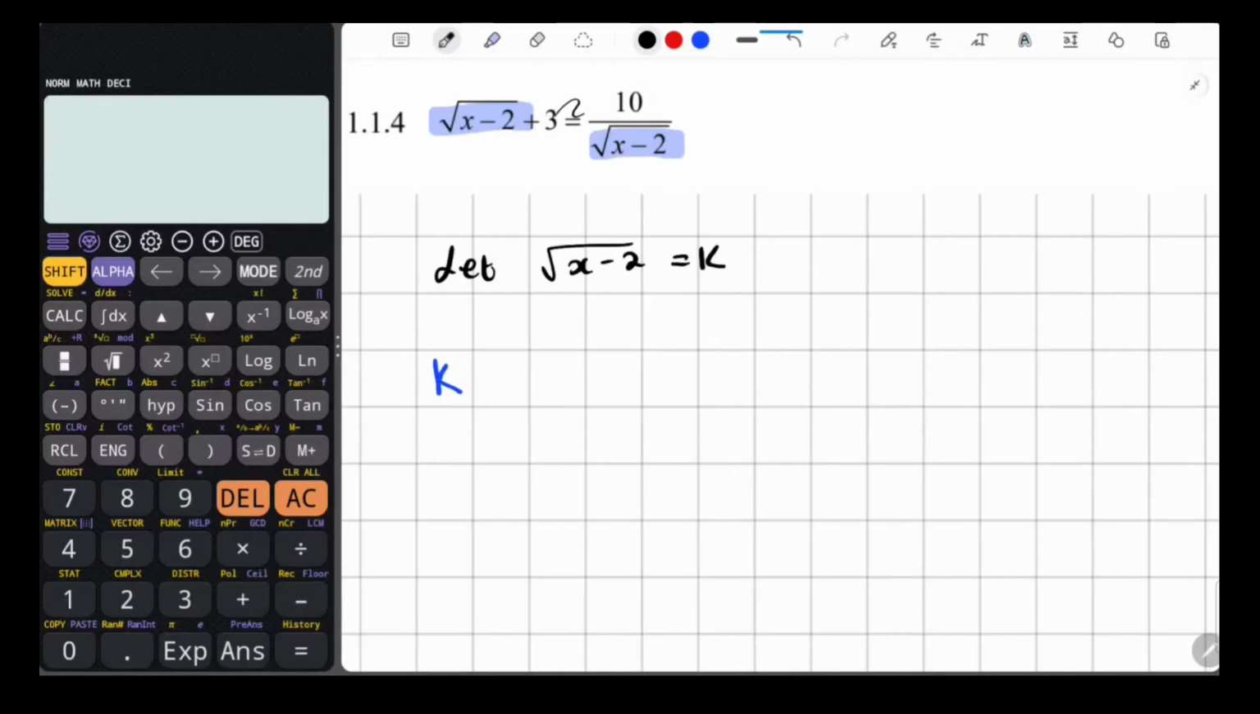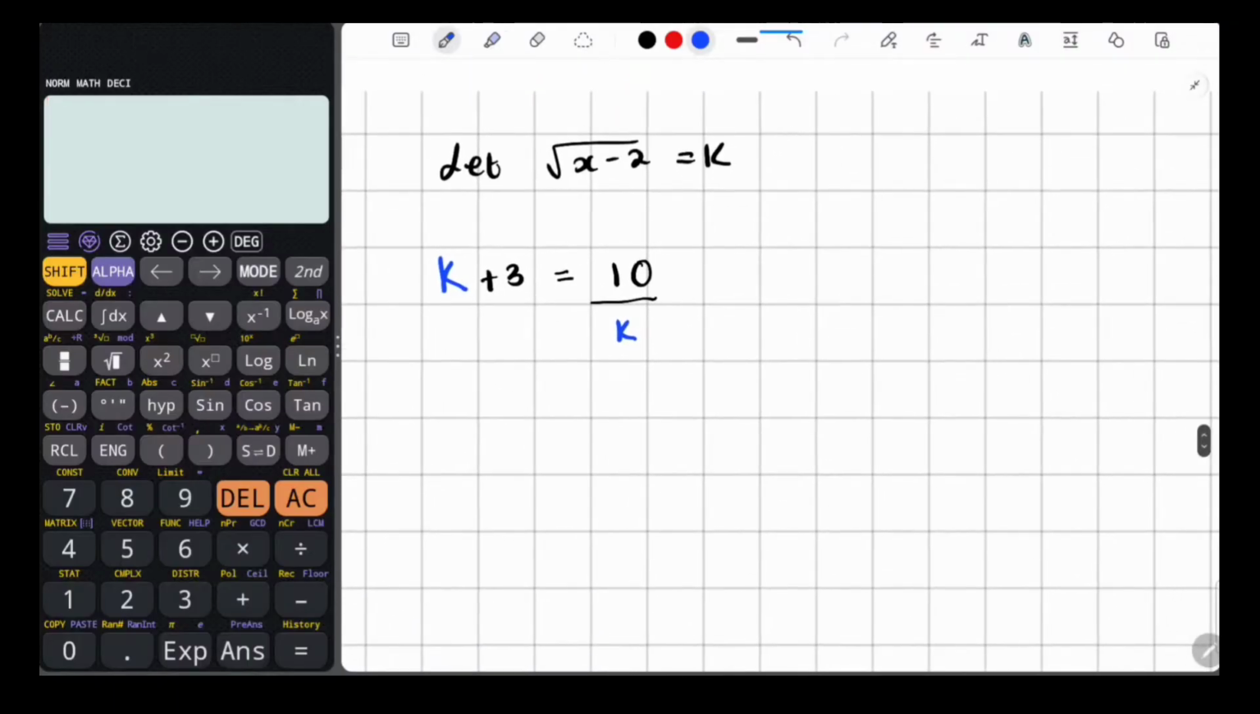And then after that, we have a plus 3, so plus 3 is equal to 10 over the square root of x minus 2. We replace it with k. So this is the equation we have. And first, before we solve for x, we need to solve for k.